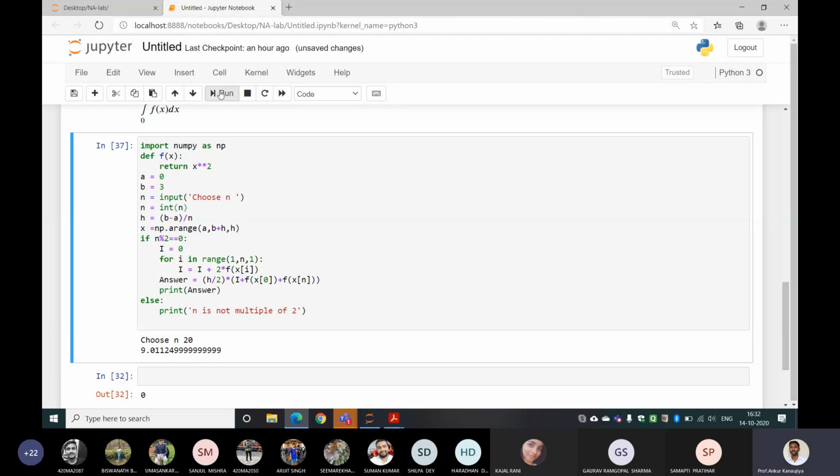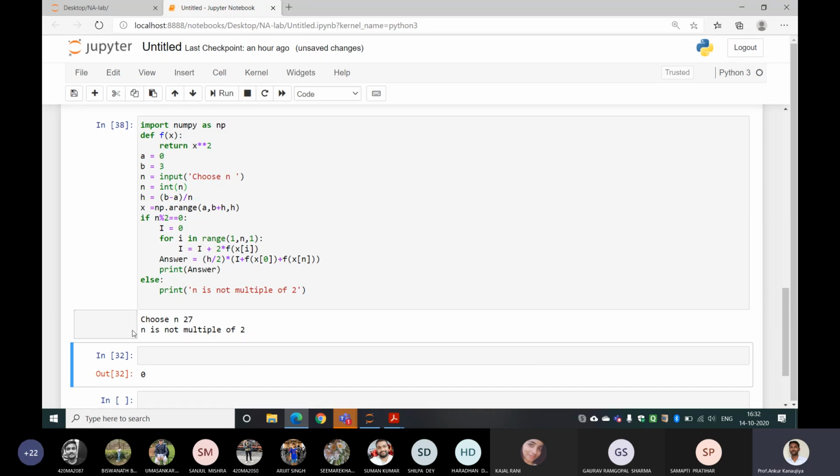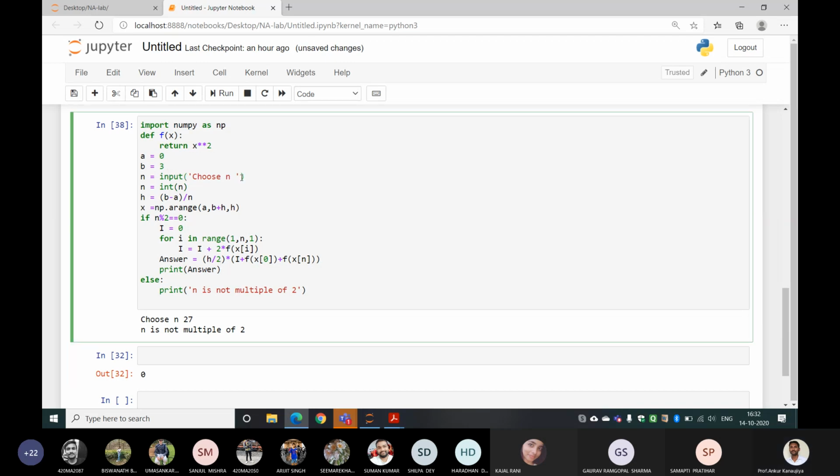Now I will run again and write 27. So 27, then enter. It says n is not a multiple of 2, and it will not give any answer, because it will perform either this or this. If it is correct, it will give this. If it is not correct, that means it is not divisible by 2, so it shows this line and prints only this line. But if it is correct, it will perform all those things and give the answer. So like that, you can take input from the keyboard or you can change it in this line. It's not mandatory to write it in the code.